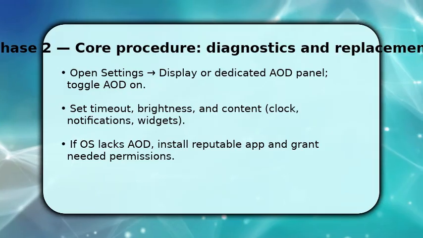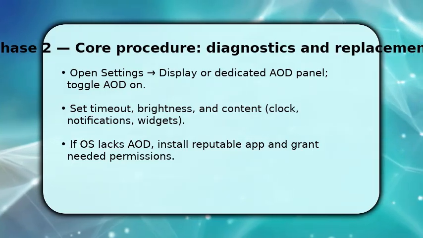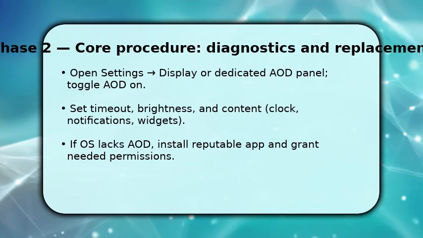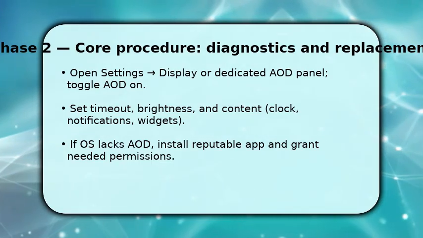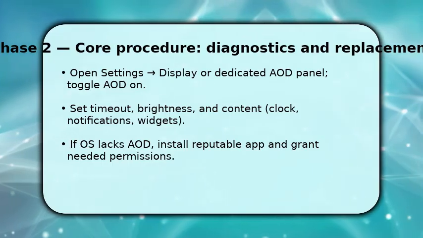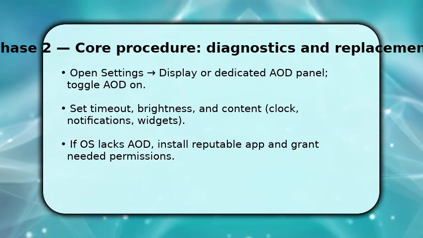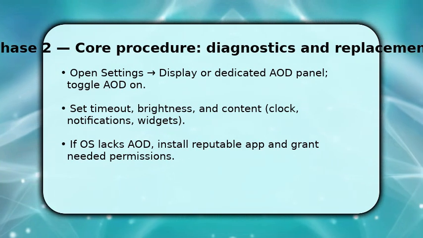If your OS lacks native AOD, install a reputable app and grant only the permissions it needs. Make sure the app is allowed to run in background and to show over lock screen. Once configured, test different brightness levels to balance visibility versus battery drain.